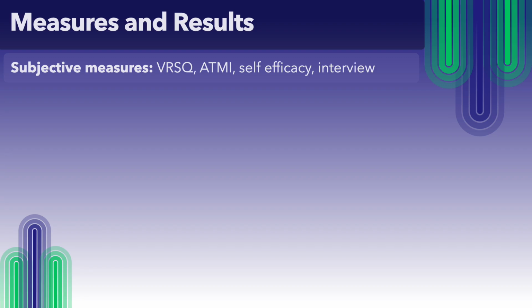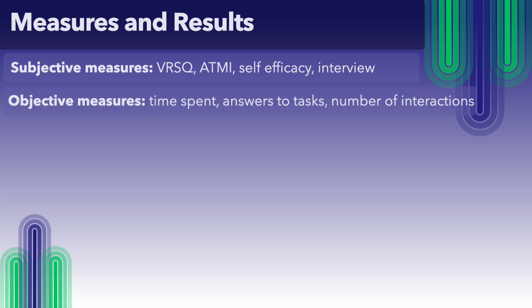We used the VRSQ to assess participants' VR sickness level, the attitude towards mathematics inventory to assess their attitude towards mathematics, as well as a self-efficacy questionnaire. At the end of the experiment, participants took part in a semi-structured interview aimed at gathering data on the participants' experience, strategies, the knowledge they had acquired, and their intuition. We also measured the time spent on each task, the answers to the evaluation tasks, and the number of interactions. The goal of these measures was to allow correlation tests between participants' behaviors and their performances.